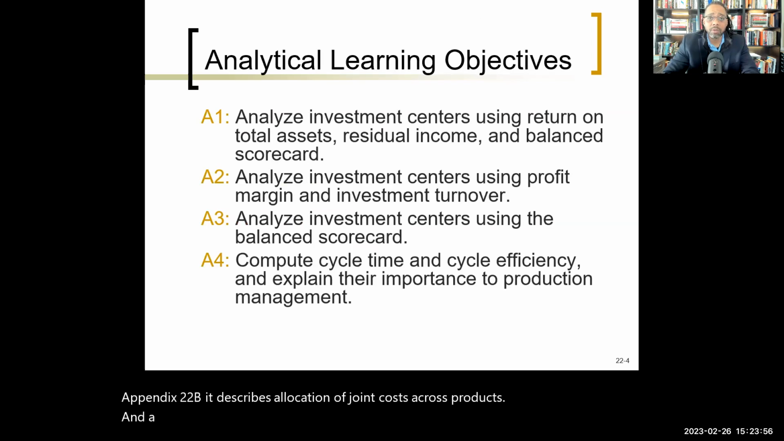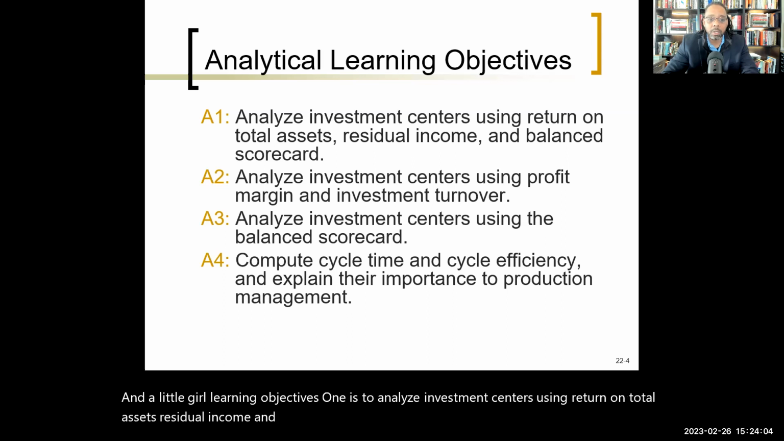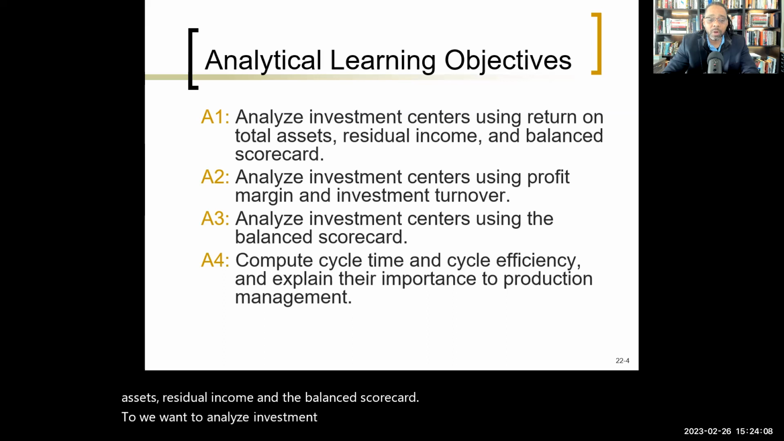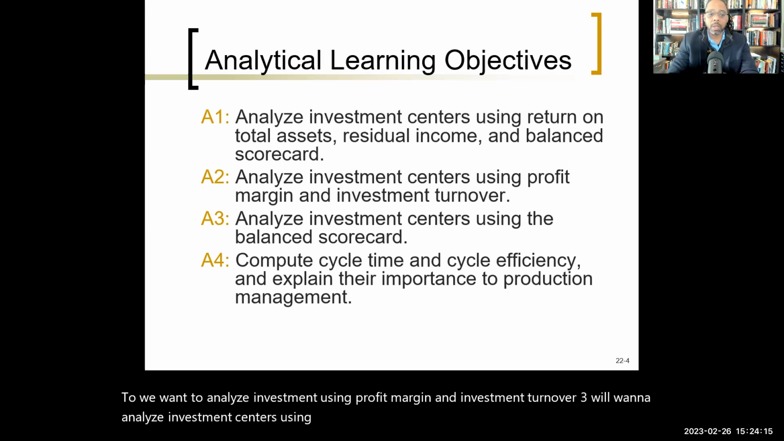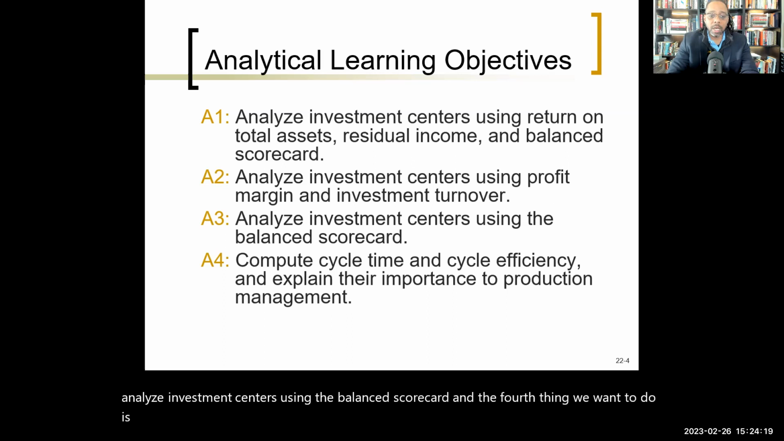Analytical learning objectives: one is to analyze investment centers using return on total assets, residual income, and the balanced scorecard. Two, we want to analyze investment centers using profit margin and investment turnover. Three, we want to analyze investment centers using the balanced scorecard. And the fourth thing we want to do is compute cycle time and cycle efficiency and explain their importance to production management.